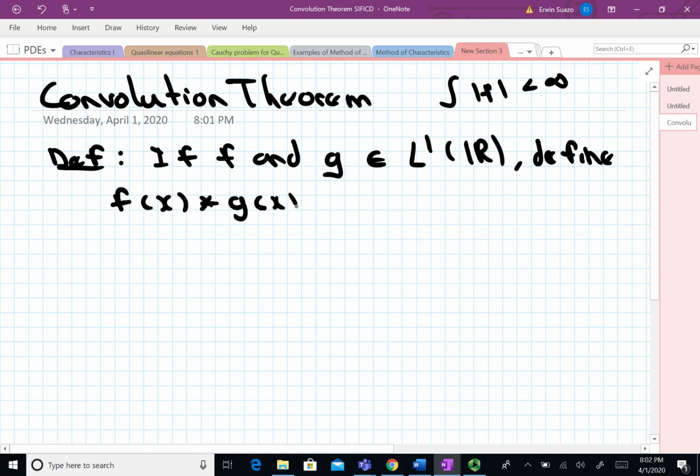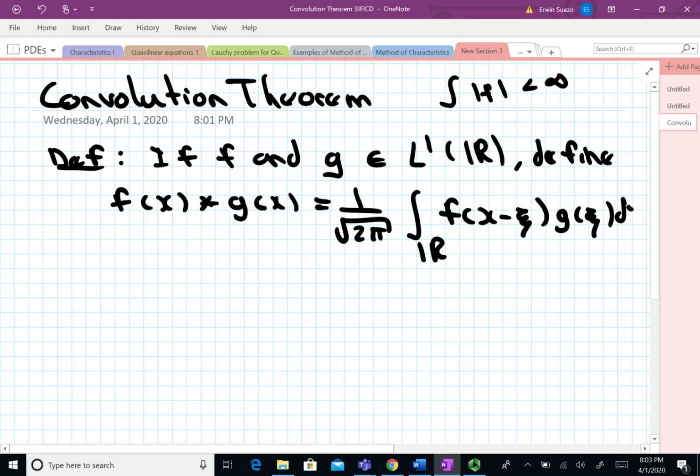So you see, you have multiplication, you have subtraction, you have division. Now you have a new operator. It's called convolution, and it's 1 over the square root of 2 pi times the integral over the real numbers of f of x minus theta times g of theta d theta. Okay, that's my convolution. My convolution is an integral of the product of the two functions, and one has a little translation, or is shifted. So that's my definition of convolution.